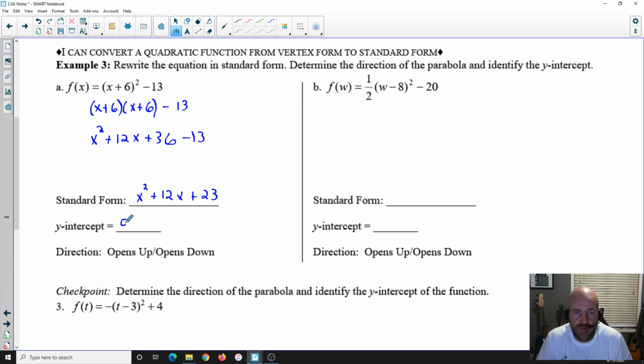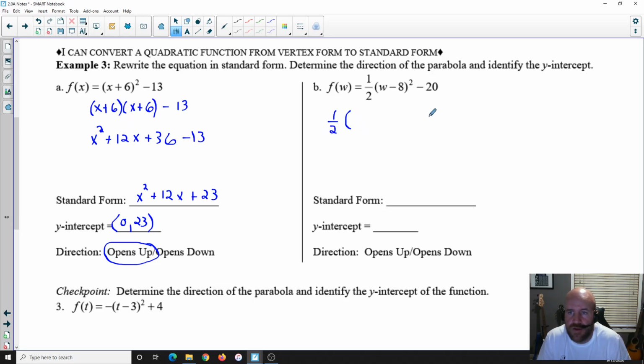So y-intercept is 0, 23. And it's opening up because the front a value is positive. And then the next one would be, so I'm going to skip the step of writing it because we know we are doing w minus 8 times w minus 8. So we can just have this half out front.